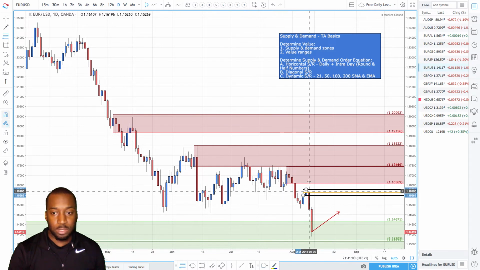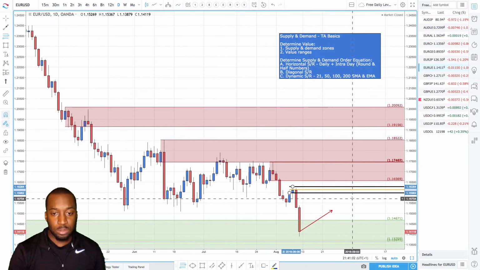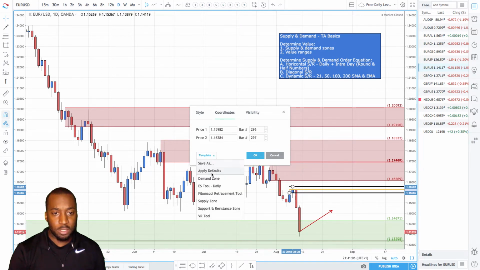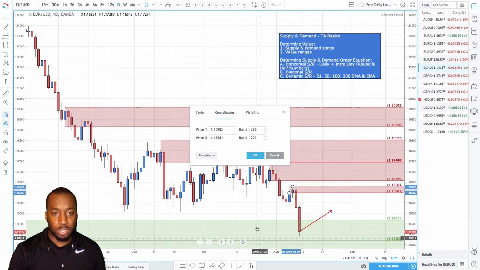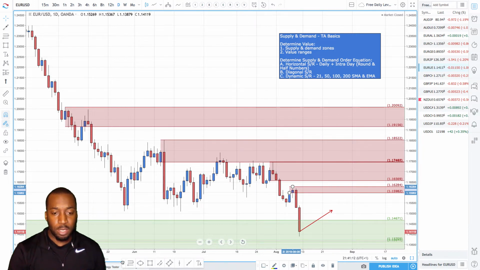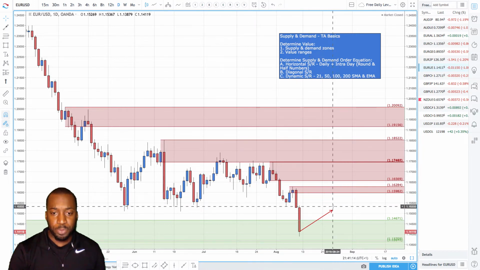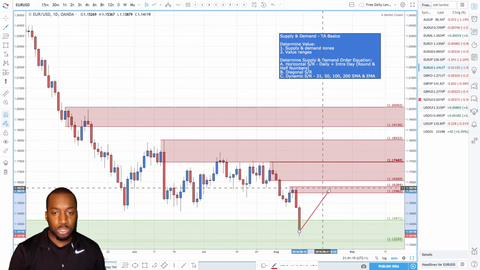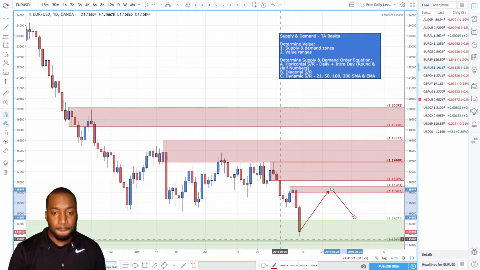Sorry guys, I was looking for something, I just can't find it. There's a little box that normally comes up, where I can switch it to supply. Maybe it's behind here. Anyway, this would be your first area to try and get short right here.